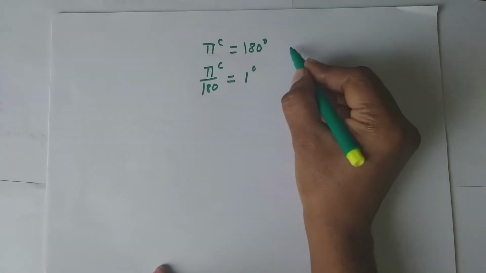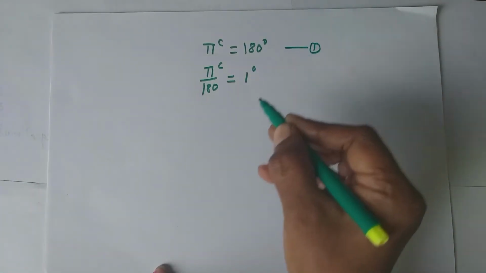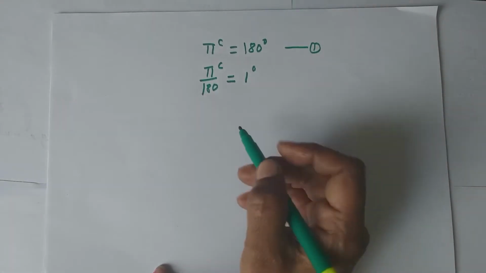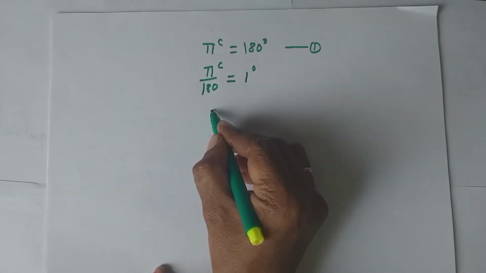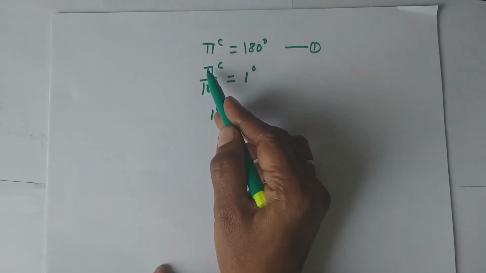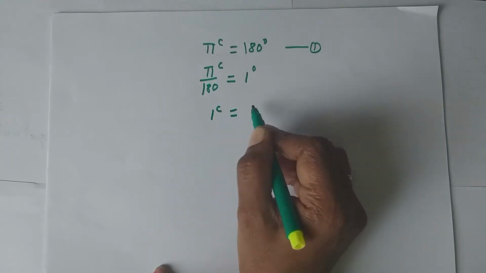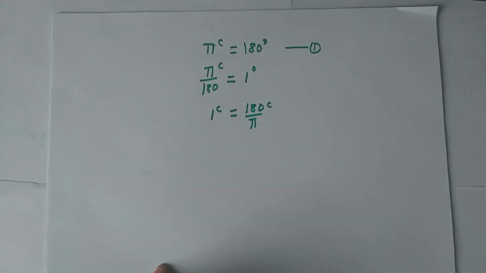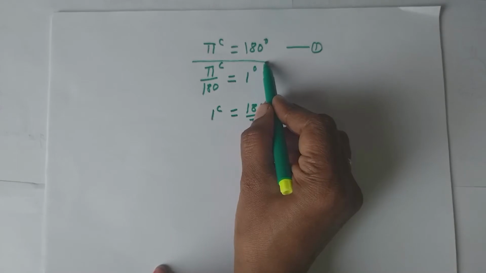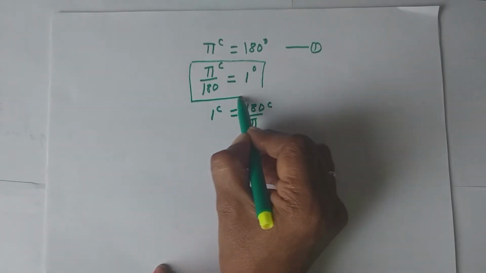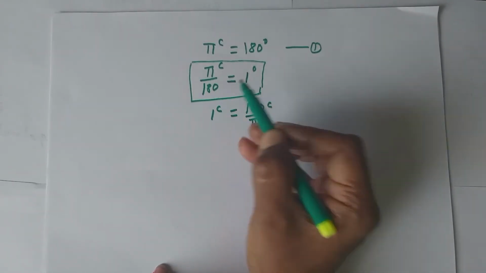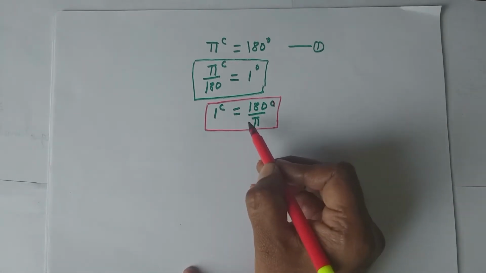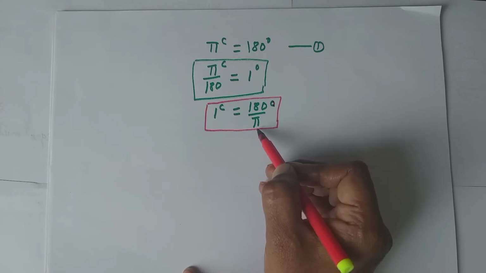Now if I divide this equation by pi, in the second step I am dividing this equation throughout by pi, then I will get here 1 radian. Pi will get cancelled and on the right hand side 180 divided by pi. What does this show? This shows that 1 degree is equivalent to pi divided by 180 radians, and that 1 radian is equal to 180 divided by pi degrees.